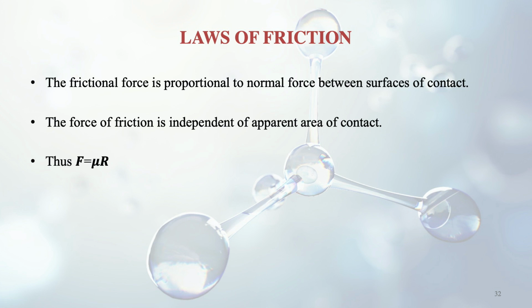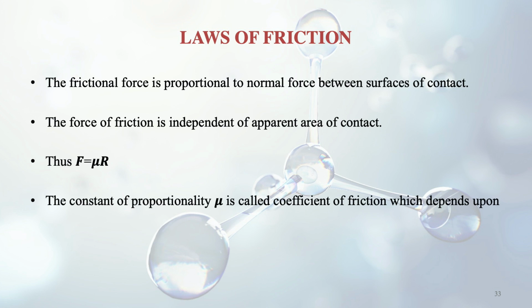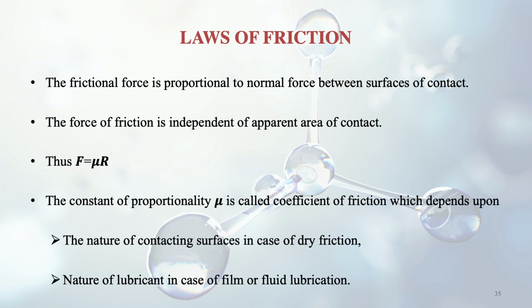So we can say that F is directly proportional to R, where R is the normal force that is acting, and if we write it as an expression, then it will be F = μR, where μ is the constant of proportionality, and it is known as the coefficient of friction. And it depends upon what? It depends upon the nature of the contacting surfaces, how smooth they are, what kind of asperities are there, and it also depends upon the nature of the lubricant in case of film or fluid lubrication.